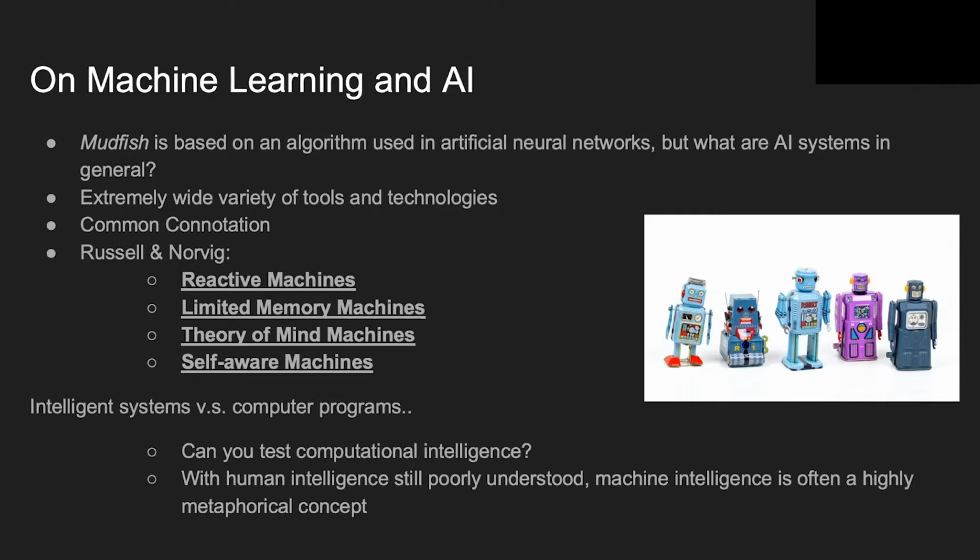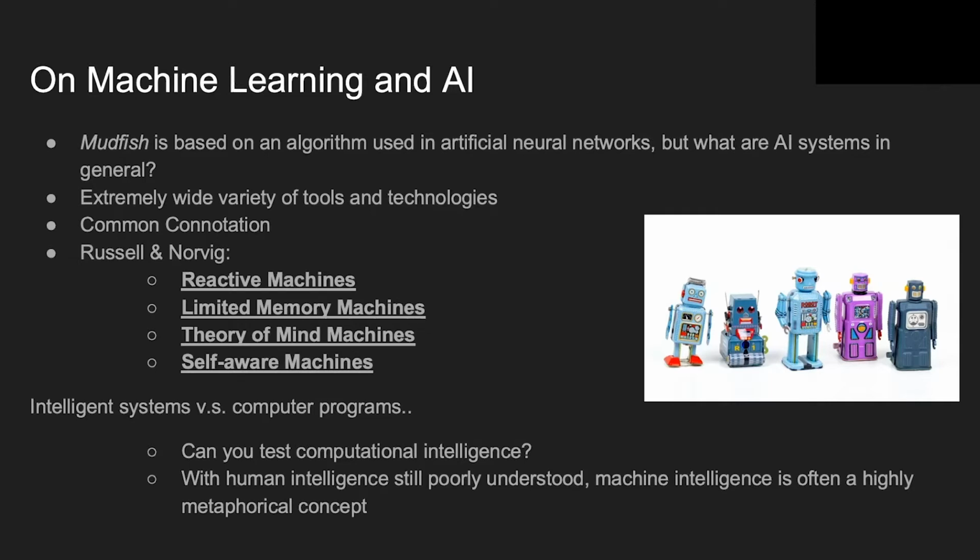Importantly, the latter two of these, though being the machines that are connoted most commonly by use of the term artificial intelligence, are purely theoretical. They don't actually exist. Rather, usually when you hear the word AI, it's a reactive machine or a limited memory machine. For this reason, a lot of researchers question what the difference between an intelligent system and a computer program is. I'm afraid I don't have a great answer on that.